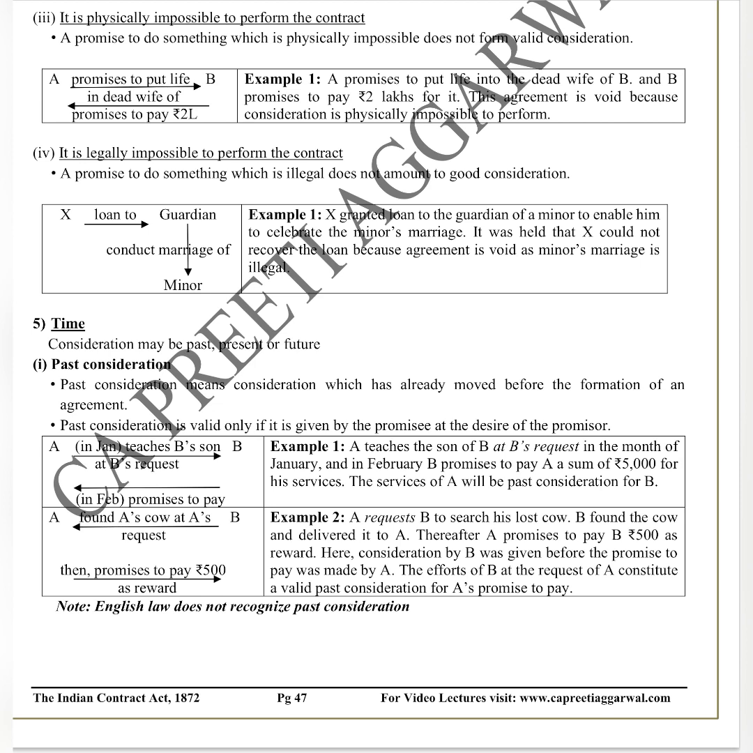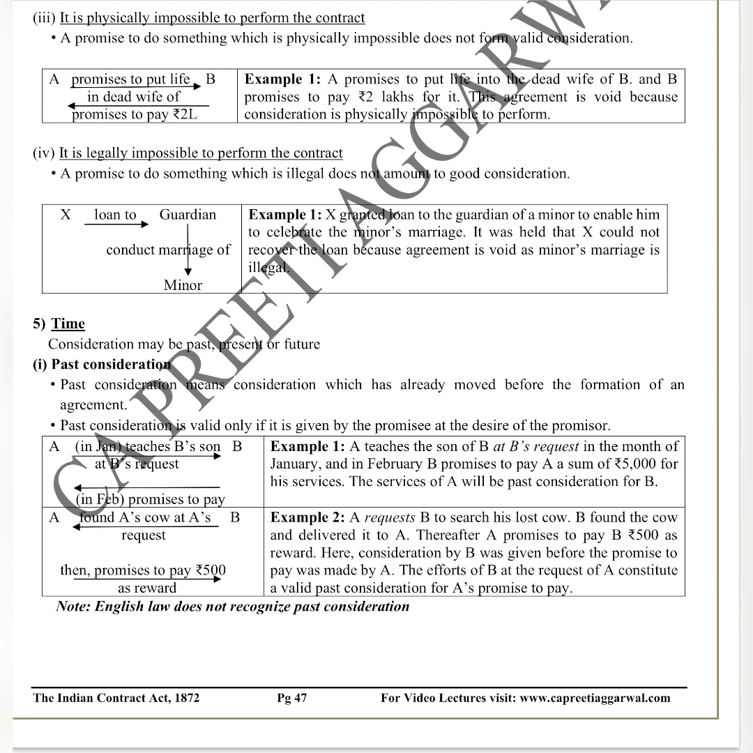Past consideration is a consideration which has already moved before entering into the contract. So A in January teaches the son of B at B's request, and then B in February promises to pay him. Now in this case, the act of teaching is already over, then B promises to pay. So A has already performed his task, and only B needs to perform his obligation of paying the money. In this contract, there is consideration for just A. There's no consideration for B. He has already received it in the past. His son was already coached in the past.